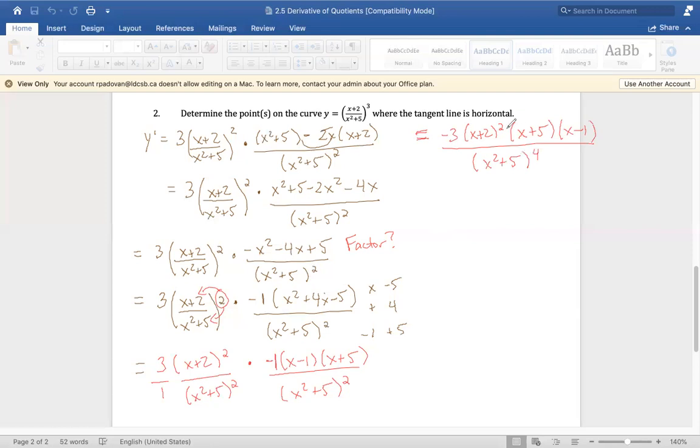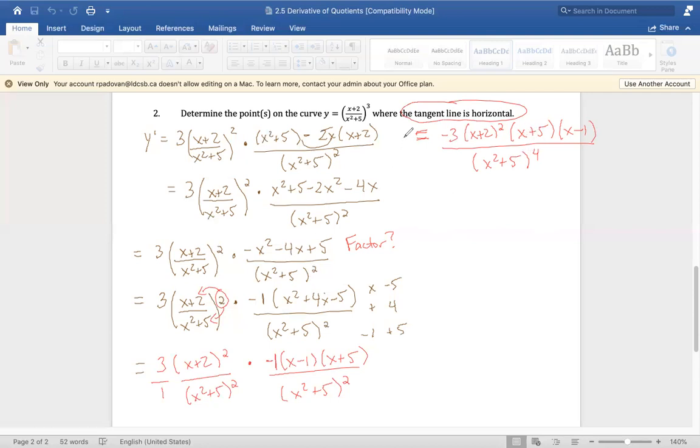Now, there's nothing I can cancel here, right? That's x plus 5, that's x squared plus 5. I'm thinking that's as far as I can go. But if we go back up to the original question where it said the tangent line is horizontal, we said if the tangent line is horizontal, then the slope is 0. And if the slope is 0, then the derivative is also 0, right?